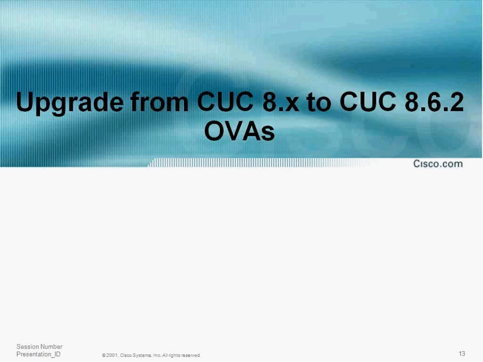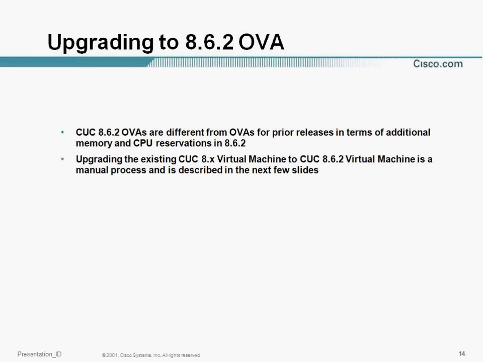Now, how will you upgrade from Connection 8.x of previous releases to Connection 8.6(2) OVS? Connection 8.6(2) OVS is different from the OVS of prior releases in terms of additional memory and CPU reservations that are applied. Upgrading from an existing Connection 8.x virtual machine to the Connection 8.6(2) virtual machine is a manual process, and the steps are described in the coming slides.